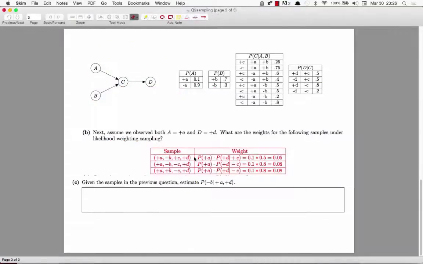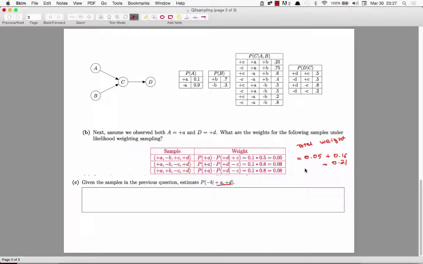So, okay, I've just copied down these weights in a much nicer font. And what we have to estimate here is P minus B given plus A, or like given the evidence. So what is the total weight of the samples which are consistent with evidence? So this is the evidence. The total weight of the samples consistent with the evidence is basically this, which is 0.05 plus 0.16, so 0.21. So this is the total weight.